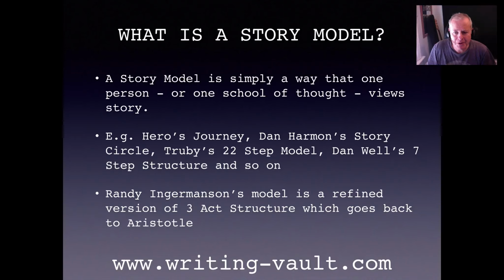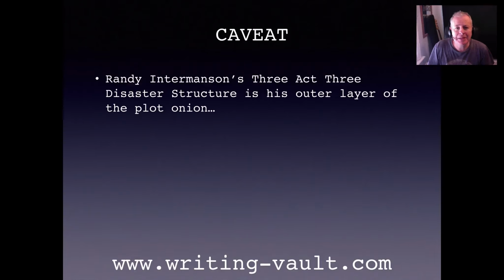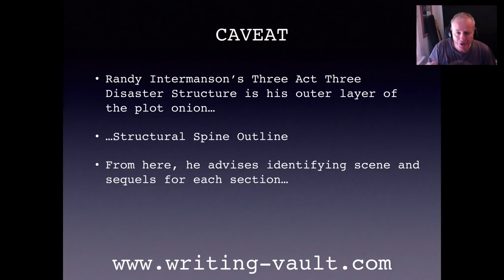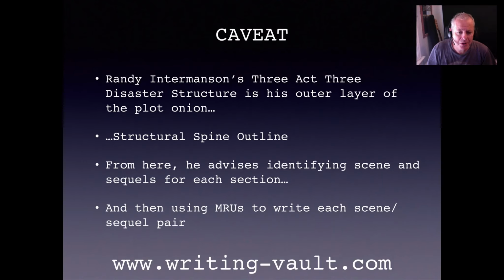Randy Ingermanson's model is a refined version of 3-act structure, which goes back to Aristotle. Quick caveat before we go a bit deeper: the 3-act, 3-disaster structure is Randy's outer layer of what he calls the plot onion, and it gives a structural spine outline. So it's a big picture outline. It's not a detailed outline that you would then be able to use to start immediately writing the story. And from your big picture outline, he advises identifying the scene and sequel pairs for each section, and then using what are called MRUs to write each scene and sequel pair.